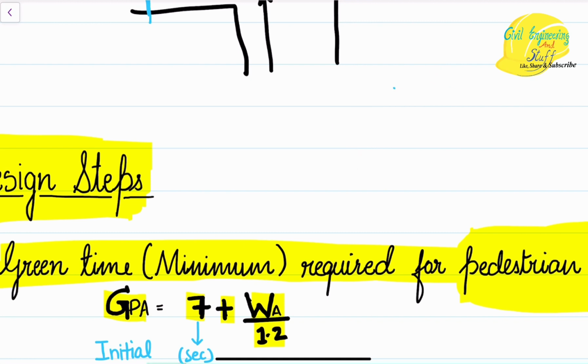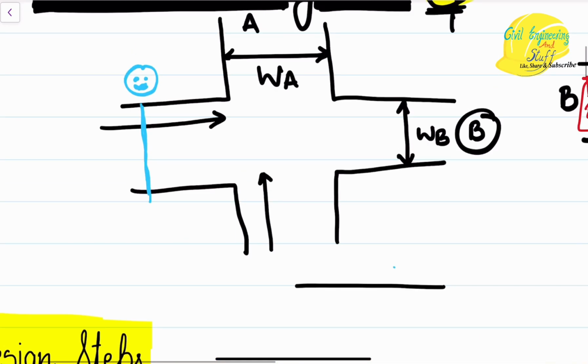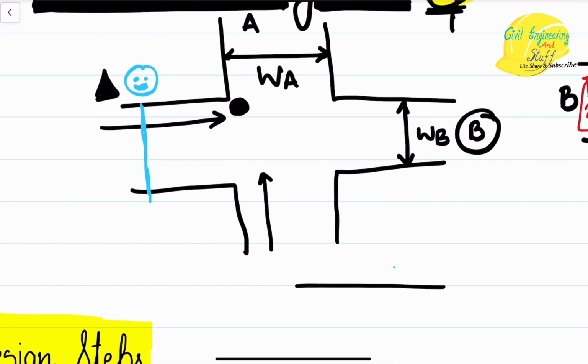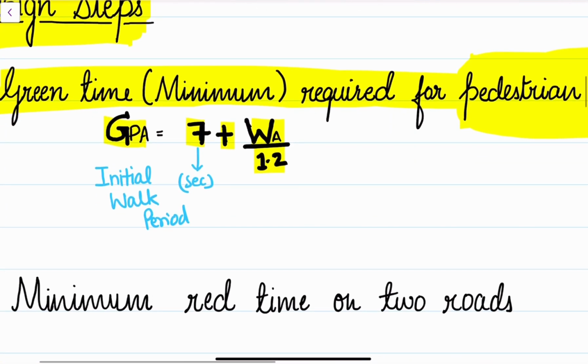What does this mean? If here we have the traffic signal, and our pedestrian is, let's say, somewhere here, and now it is green for the pedestrian, then at least 7 seconds will be taken by the pedestrian to reach the footpath and then cross the intersection, to reach here. This is the initial walk period, just a safety time period that is given.